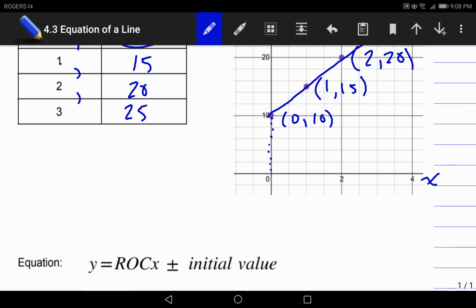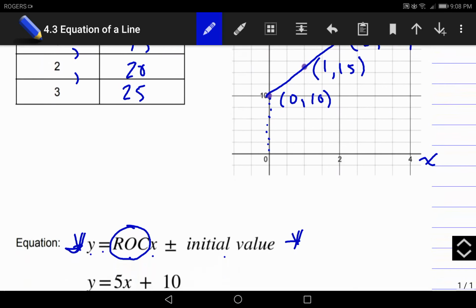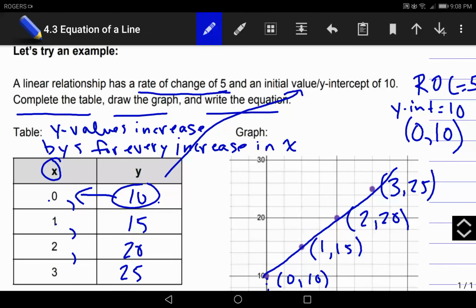And so I start by writing the general form, right, from the previous page. For the equation of a linear relationship, it should look like y equals the rate of change times x, and then plus or minus whatever my initial value is. Well, I already said above, we already know the rate of change. It was given to us in the question, right there. That's nice. And we know the initial value. That was given to us in the question. It's 10.